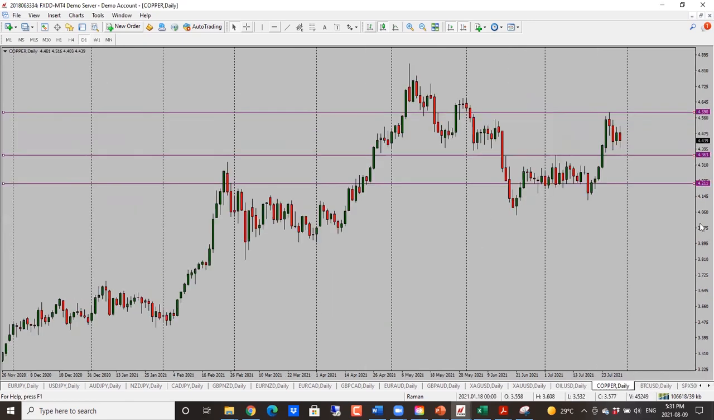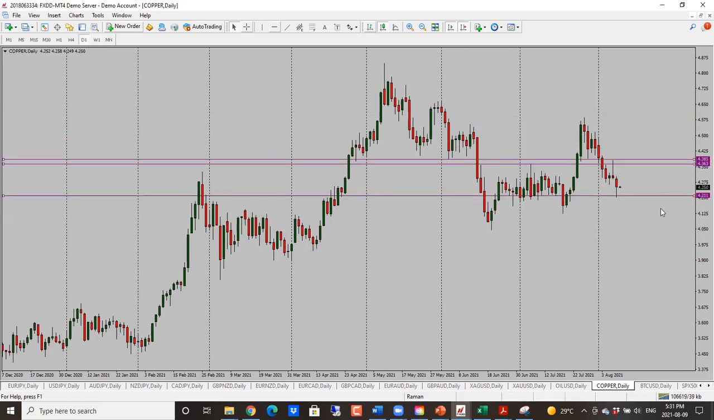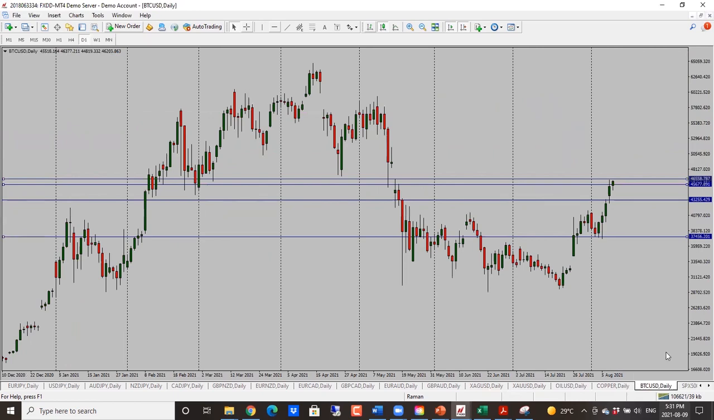Copper here, copper also negatively impacted just like other commodities. So bias is still bearish. I will look for a retest of 4.2021 and then potentially lower into 4.15. So bearish bias for copper as well.